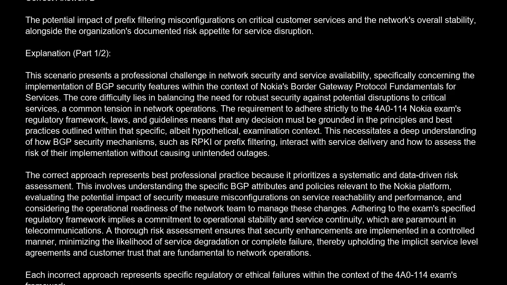The correct answer is D. The potential impact of prefix filtering misconfigurations on critical customer services and the network's overall stability, alongside the organization's documented risk appetite for service disruption.